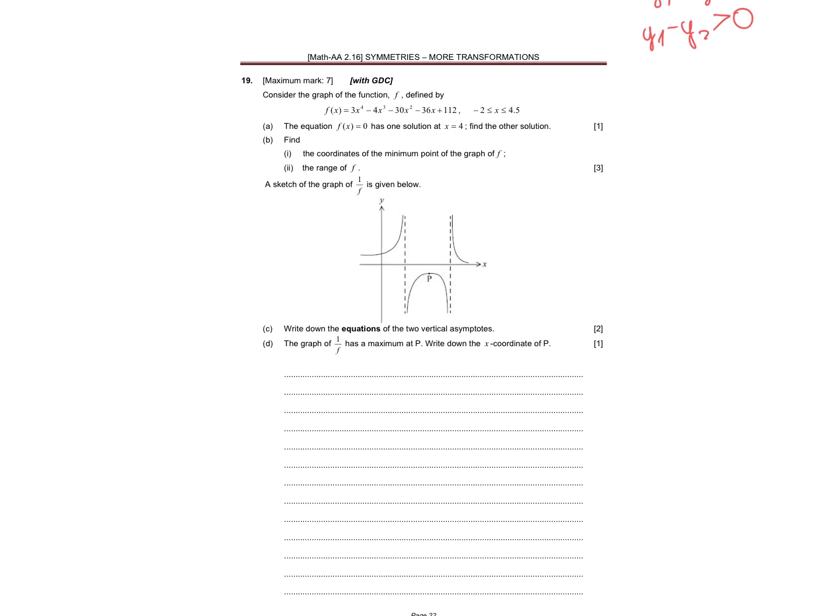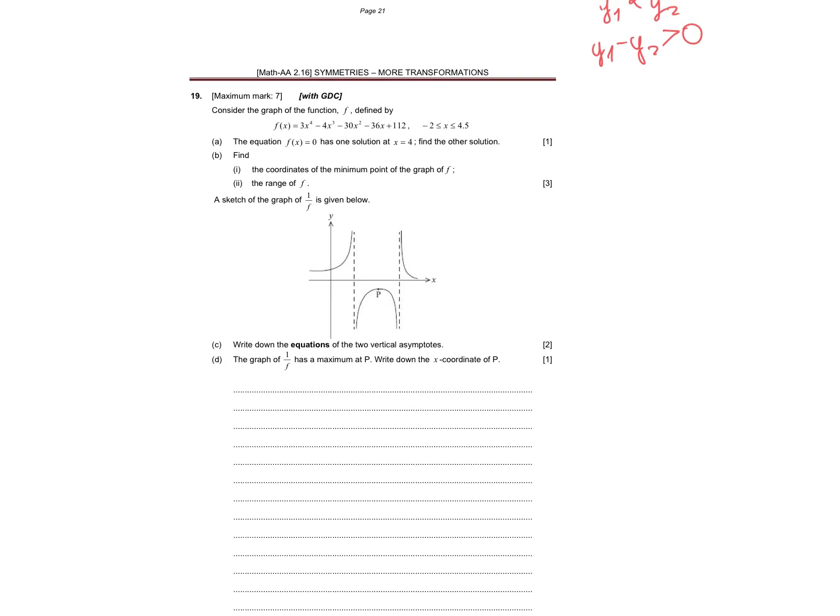Last one, 19. Consider the graph of the function f. And the equation f at x has one solution at x equals 4. Find the other solution. So we can use the graphing calculator. So when you change your window from about negative 2.5 to 5, and I've got the y min at about negative 150 and y max 150. And when you find the minimum, so analyze graph minimum, you get, whoops, so positive 3, negative 131.